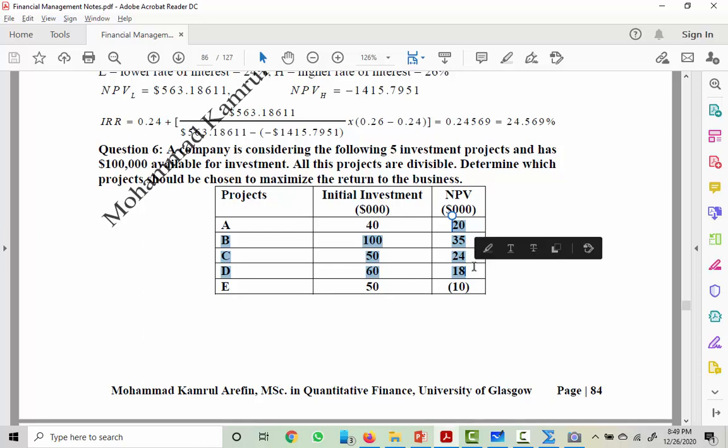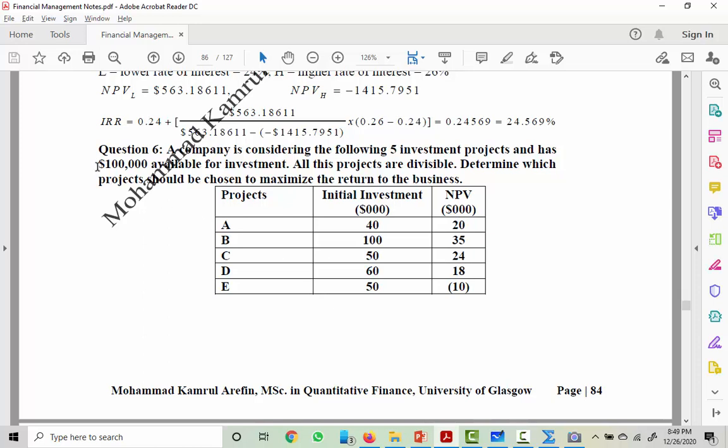Which means all these NPVs are positive. That means all these projects fulfill the required rate of return. So all these projects can be accepted, they are good projects.